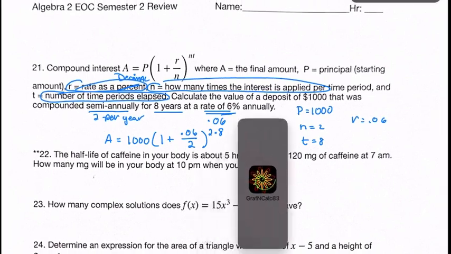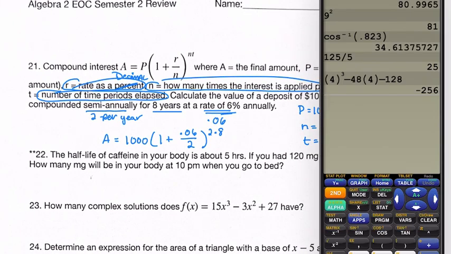Now there is one little tricky part, so make sure you're watching here. 1,000 parentheses 1 plus 0.06 divided by 2 in parentheses raised to the, and I just have to make sure I get the whole 2 times 8 up there. Sometimes you'll have to use parentheses. On my calculator I don't. But there we go, that's going to calculate it just straight out for me.